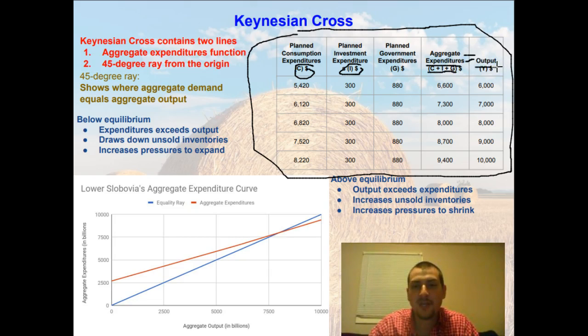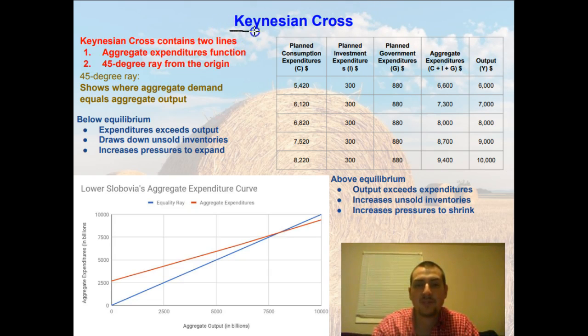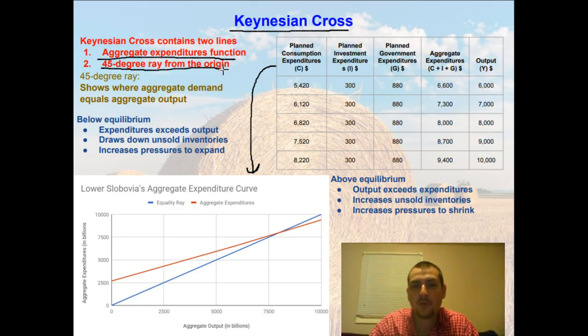So we could calculate it that way, like we did in the last video, or there's another way of finding the same information, and that's by the use of the Keynesian cross. What the Keynesian cross does is it essentially takes this particular table and puts it into a graph down here. So what is a Keynesian cross? Well, the Keynesian cross contains only two lines. It contains the aggregate expenditures function. It also contains a ray that comes out at a 45-degree angle from the origin. So we can actually see that down here.